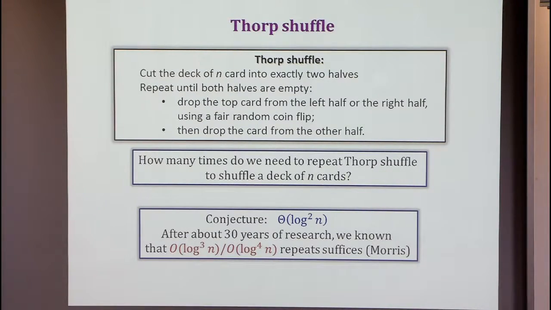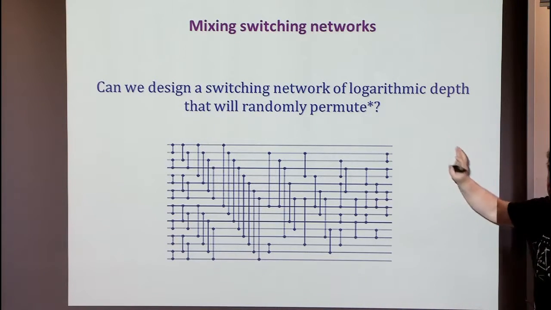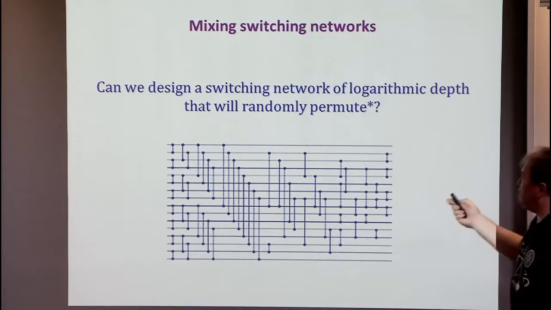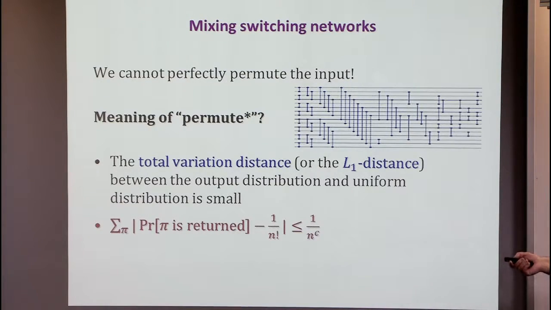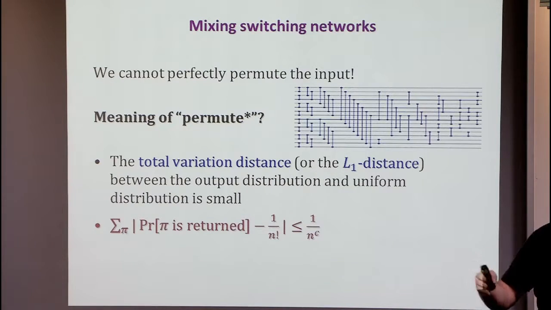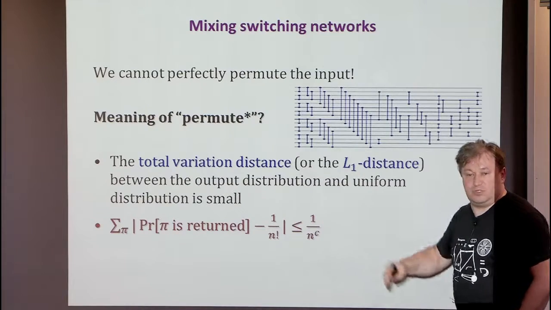Okay, so what I would like to study here is to design good switching networks which will generate random permutations. Good, I mean I want the number of layers to be as small as possible. And I want to make sure that the total variation of the output permutation will differ from the uniform distribution by, in my case, something polynomially small.